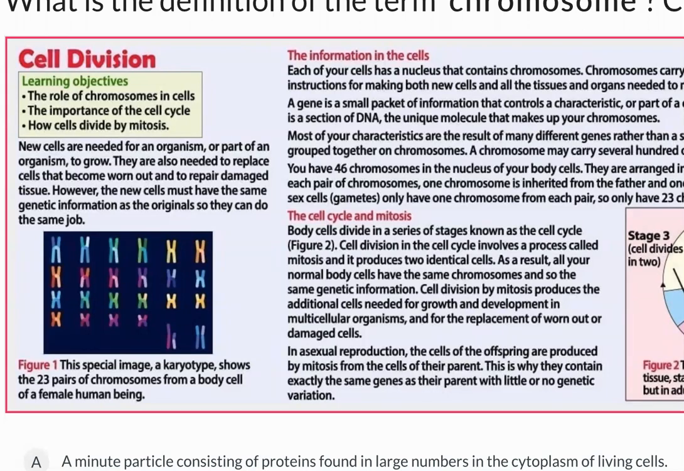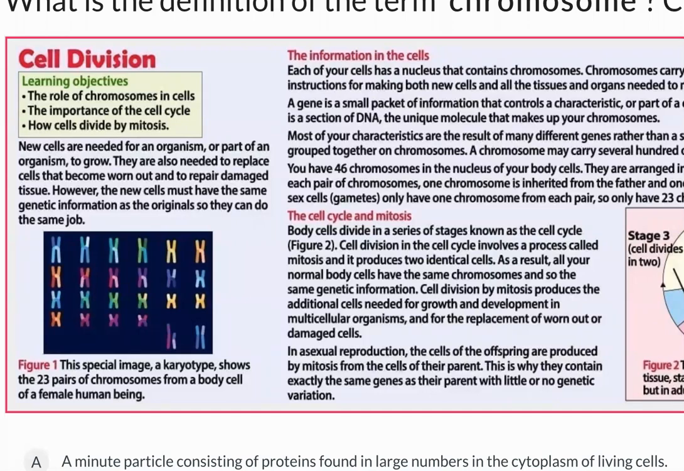Why is it important? New cells are needed to grow in human beings, or animals for that matter. Cells die and new cells are born and they take over the dead cells. They're also needed to replace cells that become worn out and to repair damaged tissue. The new cells must have the same genetic information as the original cells that were doing this particular job.